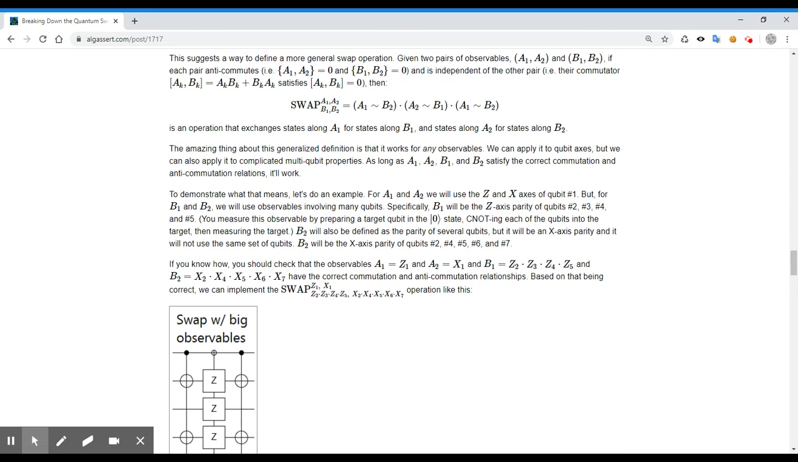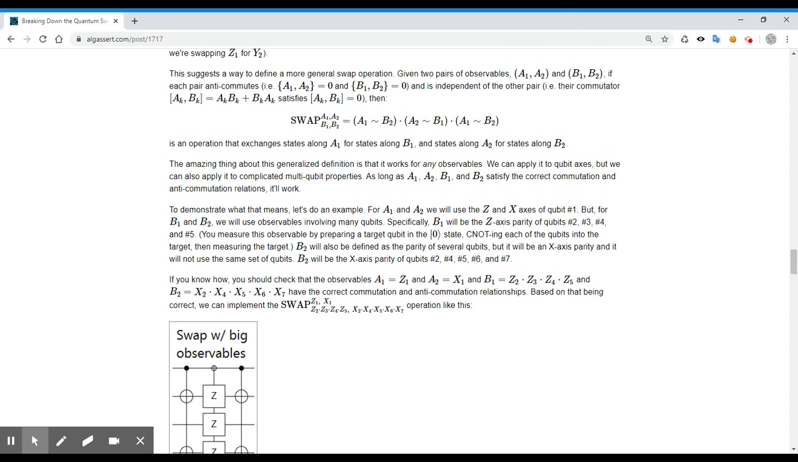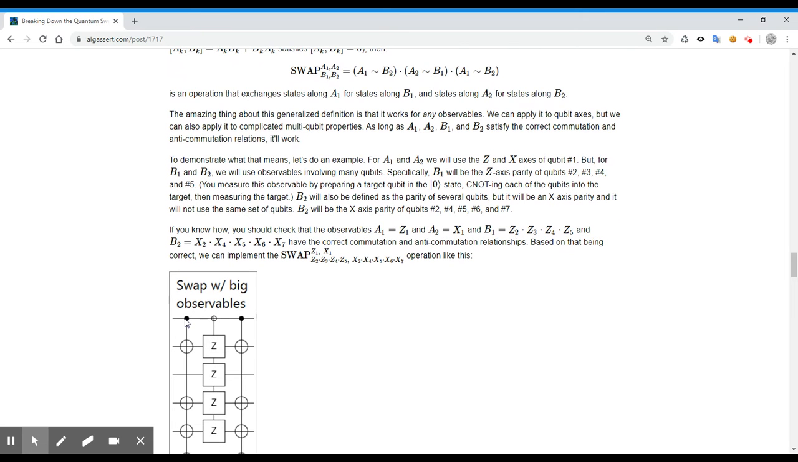So for example A1 and A2, Z and X axis. So this is A1 and this is A2. That's why it's the X axis, that's why it's using an X axis control. So this is an X axis control and that's kind of A2. And these are both Z axis controls. So this is the Z in here. So this is kind of both A1.